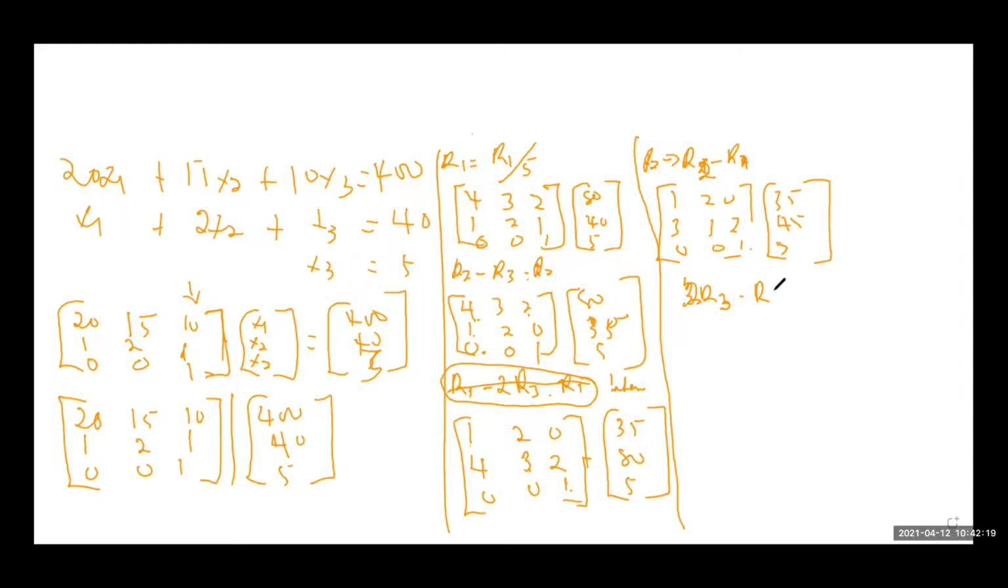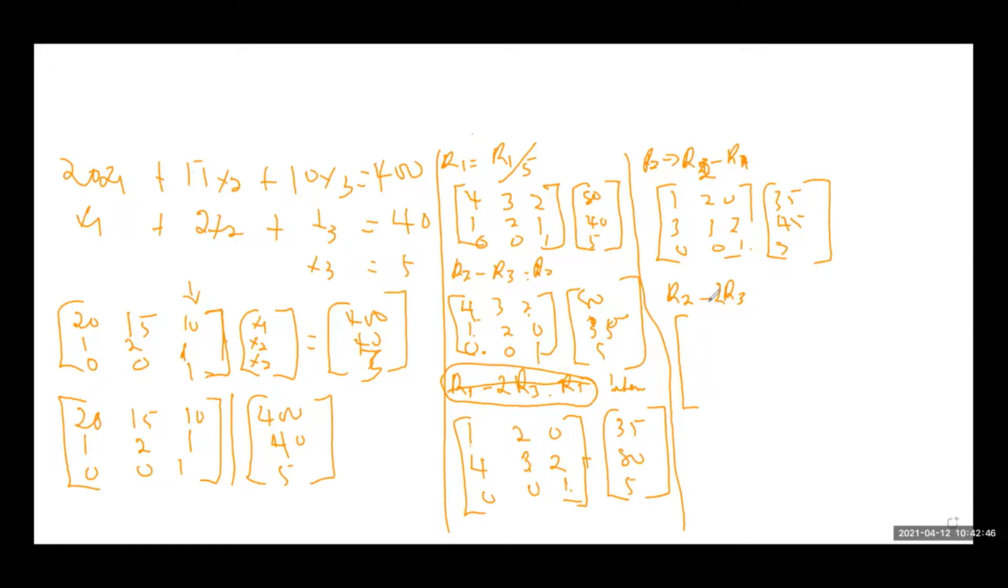Minus row. No, say it's row 2 minus 2 row 3. It's supposed to be row 2 minus 2 row 3, to give us row 2. What should I do? Tell me. So row 2, R2 minus 2 R3. Okay, this one should give us row 2.